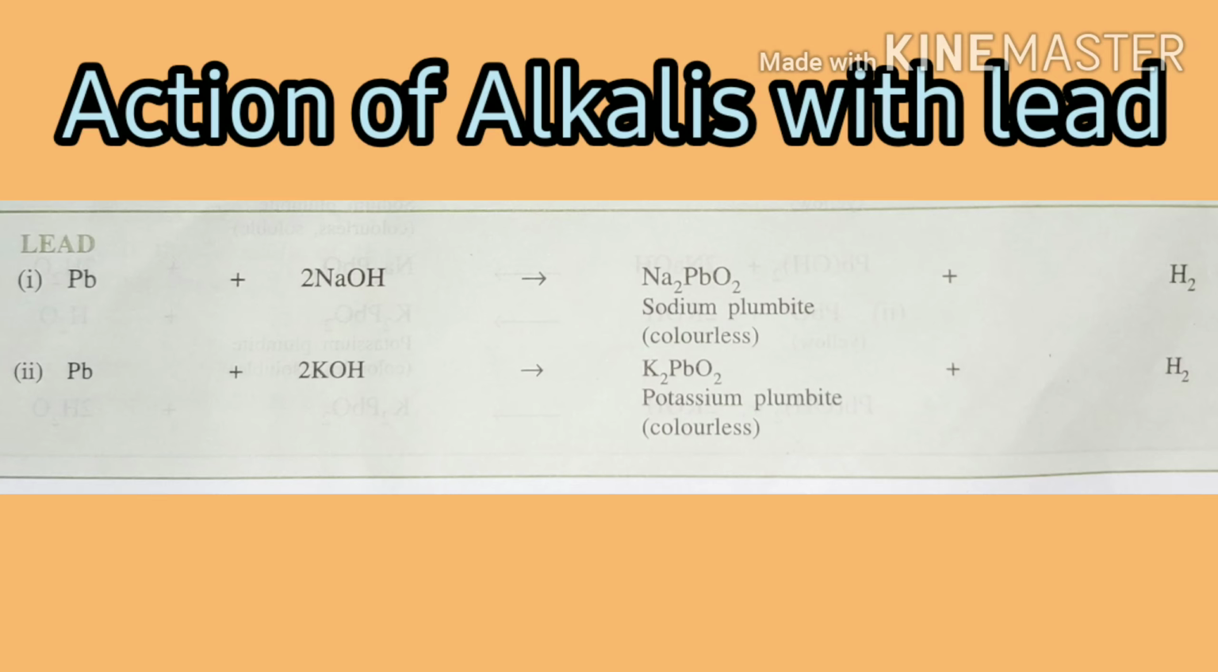See here, sodium plumbite and potassium plumbite are colorless, because sodium and potassium both are colorless. So what you find is that when sodium hydroxide reacts with lead, it produces sodium plumbite plus hydrogen gas. And when potassium hydroxide, a strong alkali, reacts with lead, it produces potassium plumbite plus hydrogen.